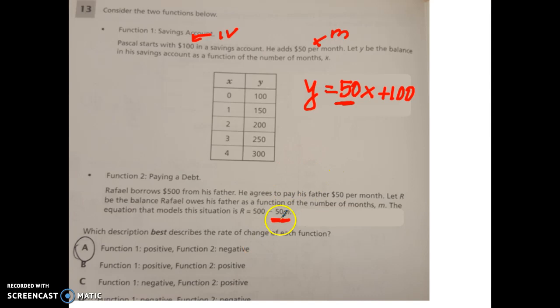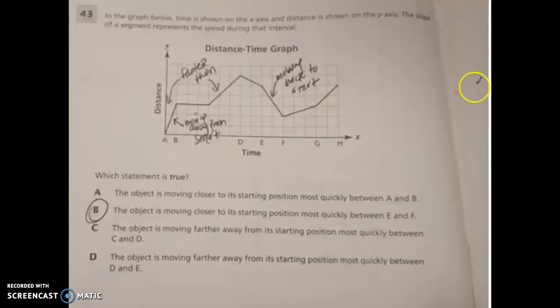The slope is always with the variable x, right? If we compare the rate of change, the initial value, the y-intercept, is larger than that one. You could have said that.